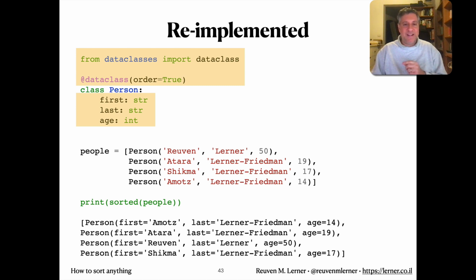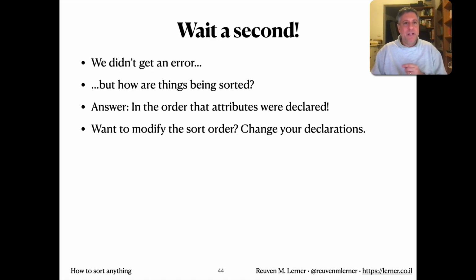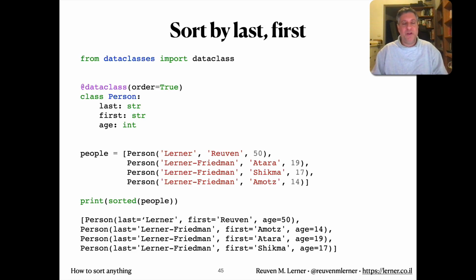But wait a second. Is that really fine? The people here are being sorted, that's true, but they're being sorted by first name and then last name. That's not the way I would want. I want last name and first name. So it turns out that in data classes, where we say order=True, they're sorted in the order that the attributes were declared. So if you want to modify the sort order, just change your declarations, and that's what we'll do here. I'll say now last, then first, then age. And sure enough, once I do that, the sorting happens automatically.